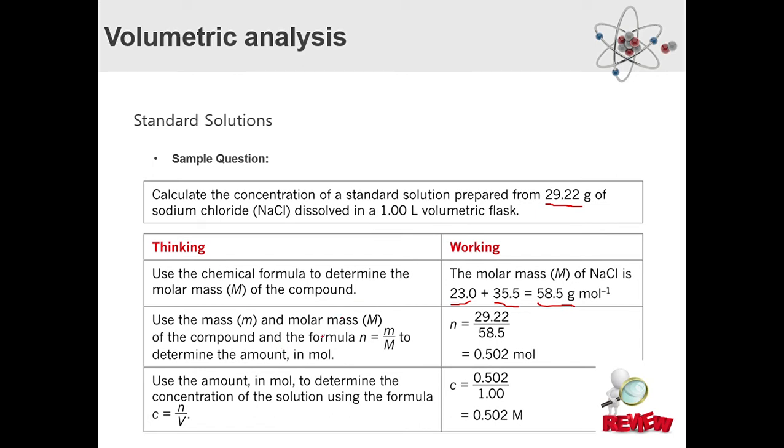Use the mass and the molar mass in the formula to determine the moles. So, hey look, 29.22 divided by 58.5 is pretty close to 0.5. So concentration is 0.5 divided by 1 gives you 0.502 mole per liter. Can you use milliliters here? Sure, just keep it the same the whole way through. No, you use liters, sorry, what am I saying?